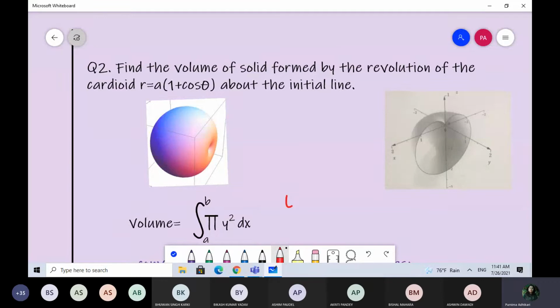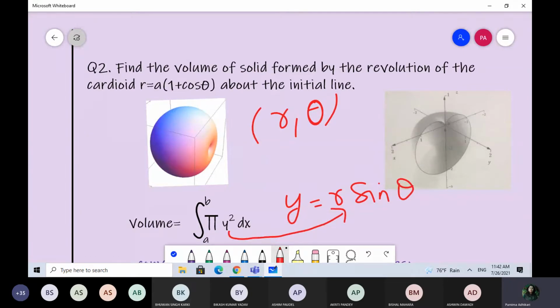Suppose your polar curve has to be converted to Cartesian: what is the relation between y and r, theta? Quickly. r sin theta. Yes, exactly, r sin theta. So simply replace your y by r sin theta, and what is your r? Your r is a(1 plus cos theta). So keep this in mind: every term must be converted to theta terms. Our integration must be in terms of theta.